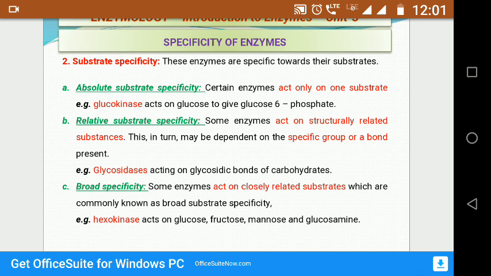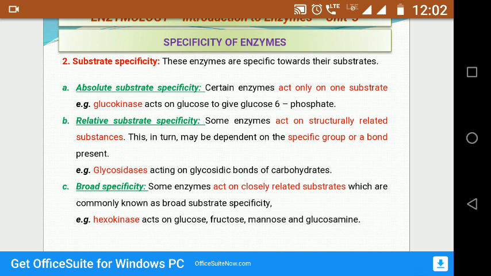Second one is relative substrate specificity. Some enzymes may bind structurally related substrates. Here the example is glycosidases that will break down glycosidic bonds in the carbohydrates. So they can bind different types of carbohydrate molecules, and in a polysaccharide, they break the glycosidic bond between the glycosidic residues.